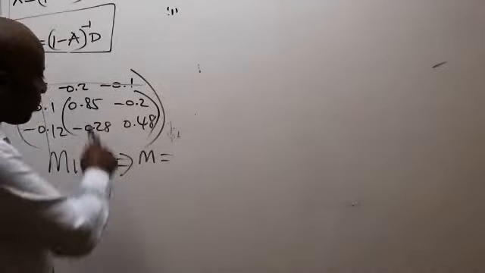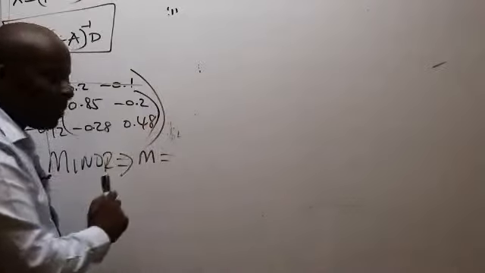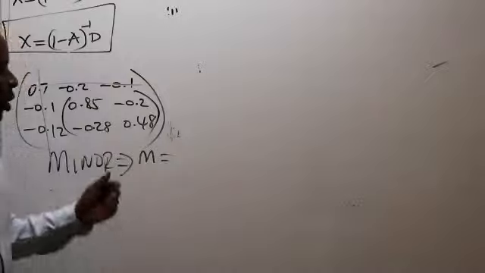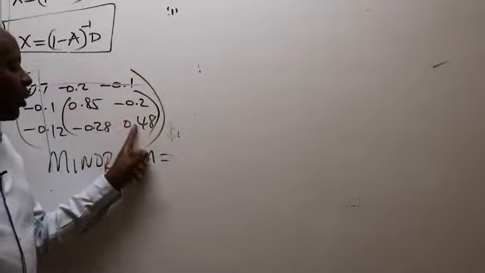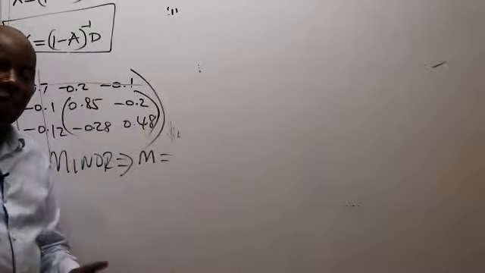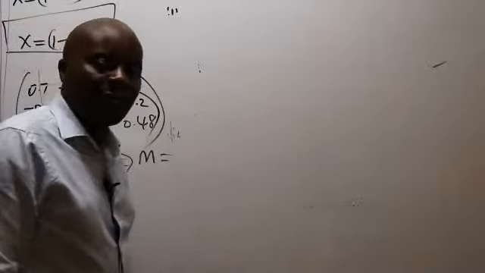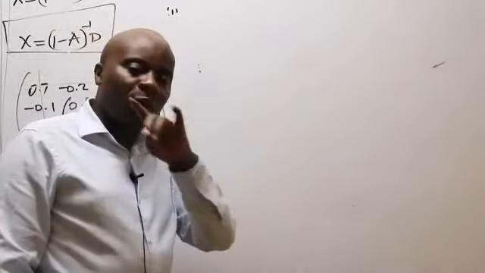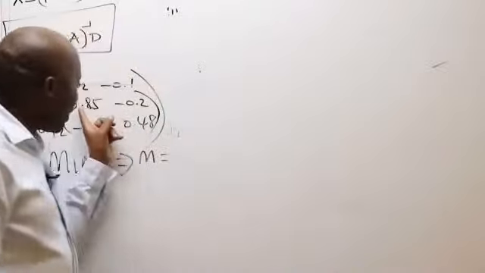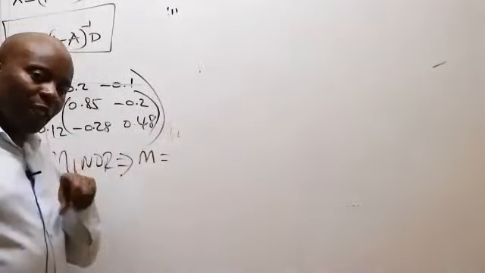Remember, determinant is product of primary minus product of secondary. So product means that I'm multiplying. So I take 0.85 times 0.48 minus, and remember that the secondary must always be put in brackets. So when you are getting the minor, we take the product of the primary minus the product of the secondary.